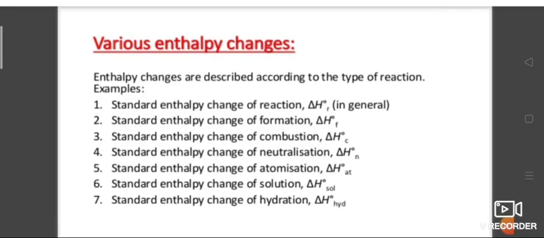When we are calculating a particular enthalpy change, whichever enthalpy change we want, we have to derive that enthalpy equation, then calculate. All the enthalpies are already observed by the scientists and given. The values are already given.